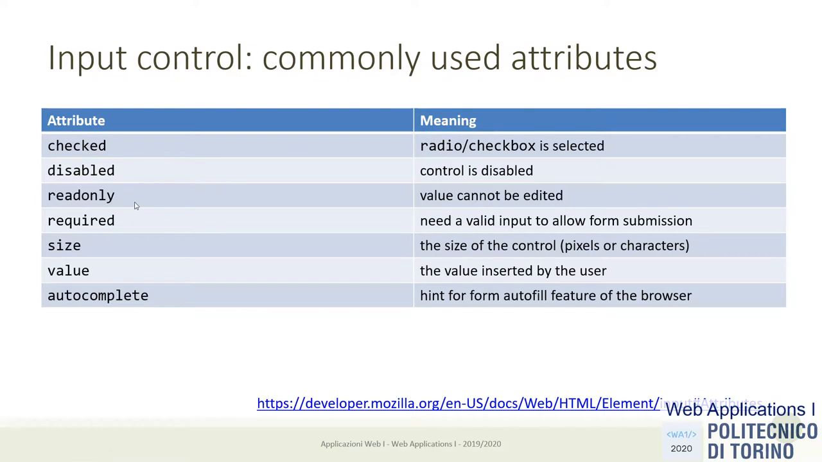Or read-only, the value can be shown but not modified. Required ensures the validation rule, so the form cannot be submitted if any value is not entered here. Then there's the visual size, the value inserted by the user, and whether to turn on or off the autocomplete feature of the browser. So there are of course dozens of attributes. These are probably the most commonly used ones.